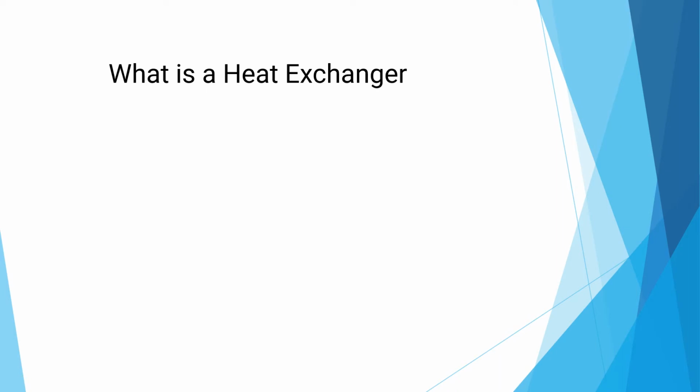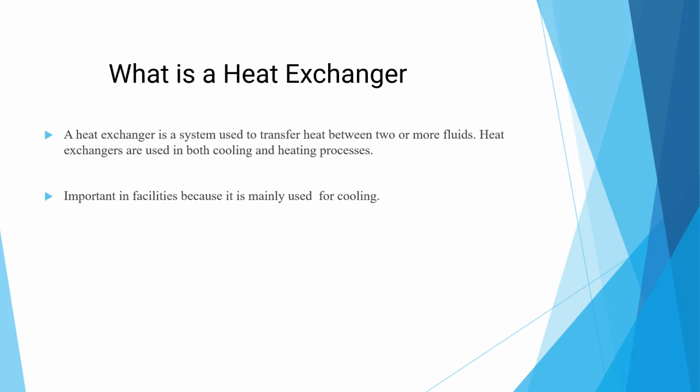What is a heat exchanger? Heat exchangers are devices designed to transfer heat between two or more fluids of different temperatures. In simple terms, it's something that transfers heat from one place to another. Depending on the type of heat exchanger employed, the heat transfer process can be gas to gas, liquid to liquid, or liquid to gas, and it can occur through a solid separator which prevents mixing of fluids or direct fluid contact. These are important for facilities because it is mainly used for cooling, so there's no overheating which can lead to combustion.